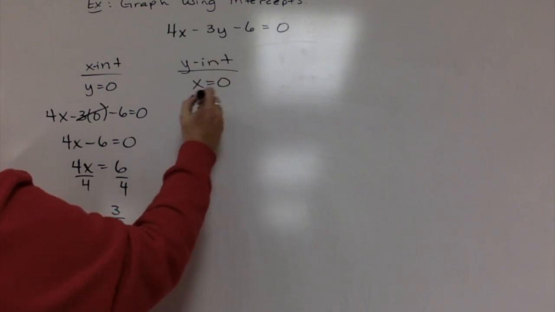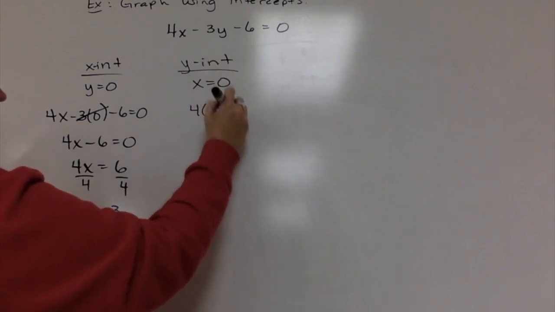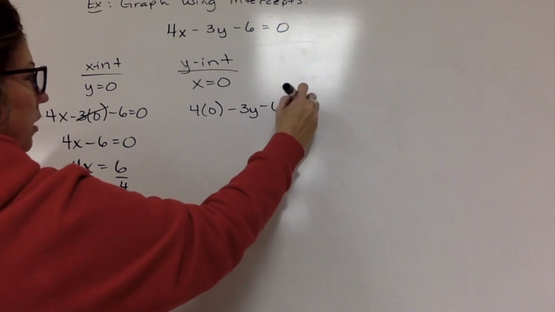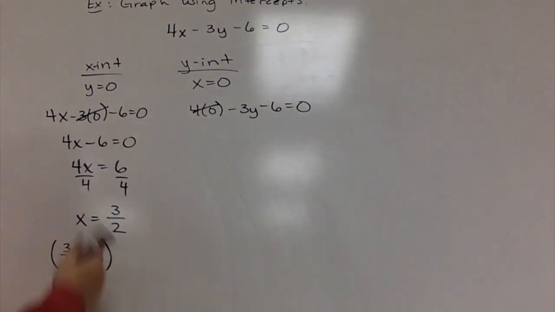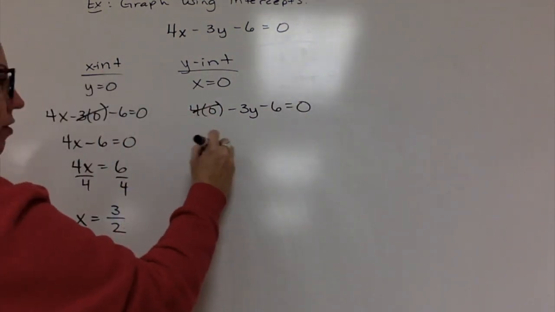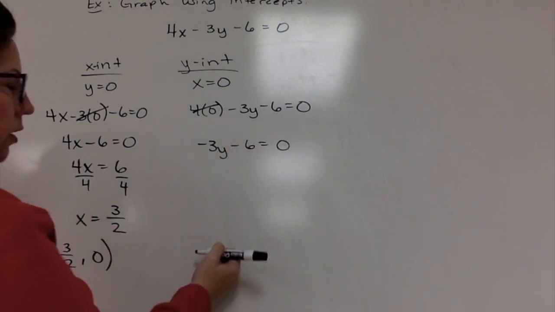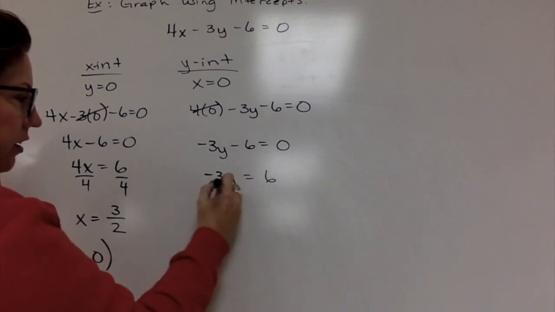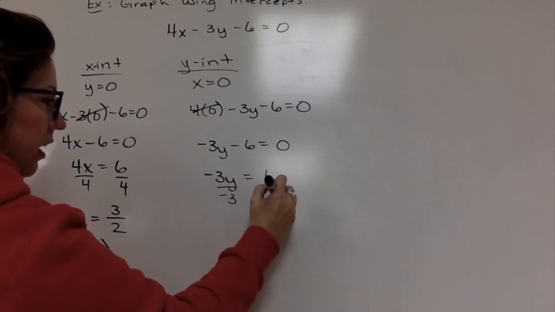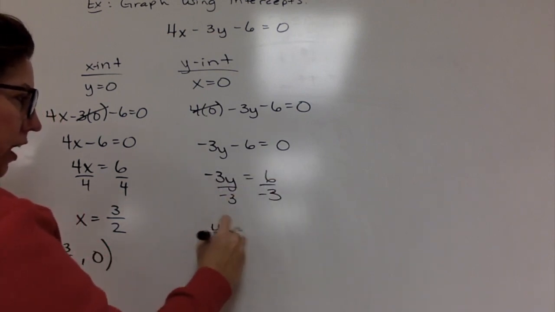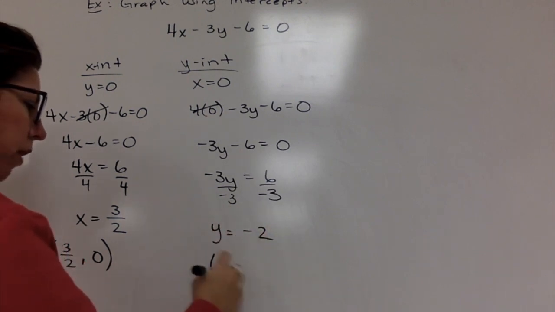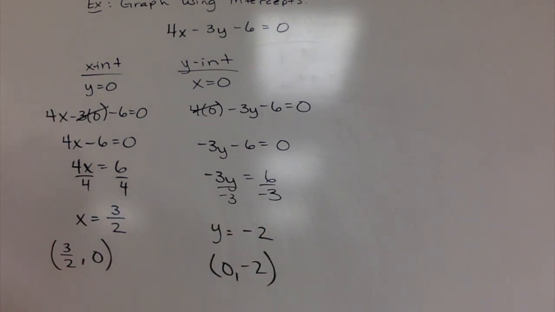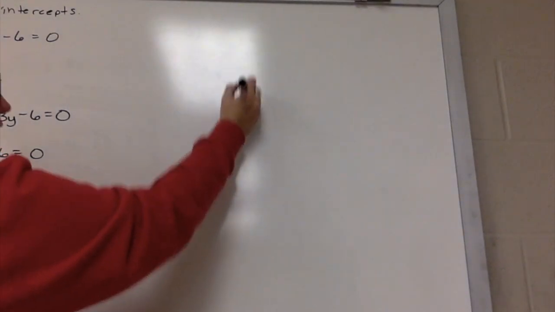Then we would have our y-intercept. We need to make x 0. So 4 times 0 minus 3y minus 6 equals 0. Well, 4 times 0 is nothing. So I have negative 3y minus 6 equals 0. Again, add 6 to both sides, and then divide now by negative 3. y is negative 2, or the y-intercept is 0, negative 2. Okay, so those are our intercepts. Then we'll think about graphing those.